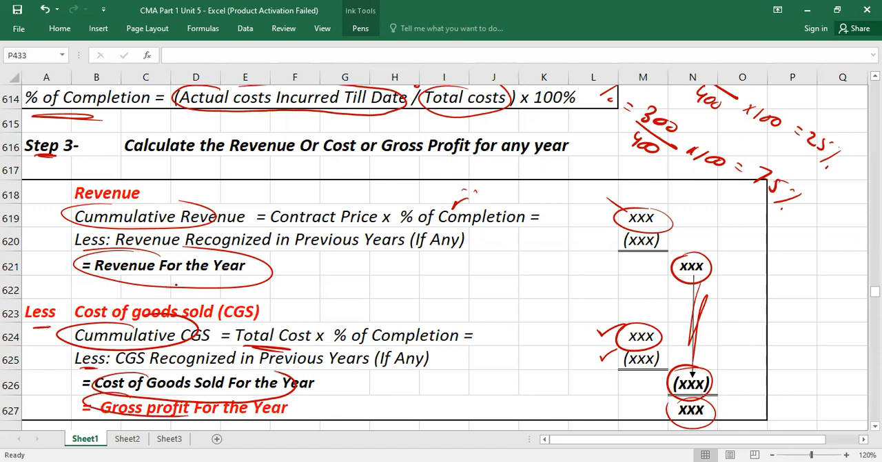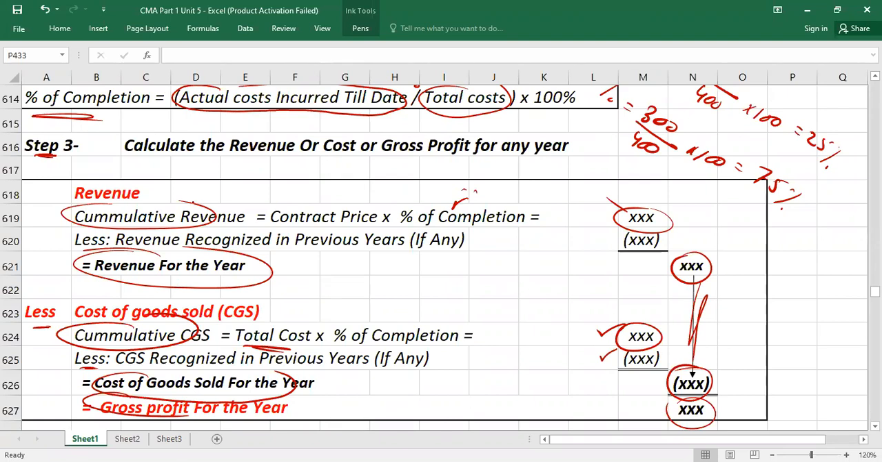Understood? Or maybe the question he will ask you is only to calculate the percentage of completion. It means step number 2 will give you the answer. So many questions can be asked. You need to open your mind and read the question carefully, what you are being asked. Understood? So these 5, 6 questions I told you are possible. They can ask you.